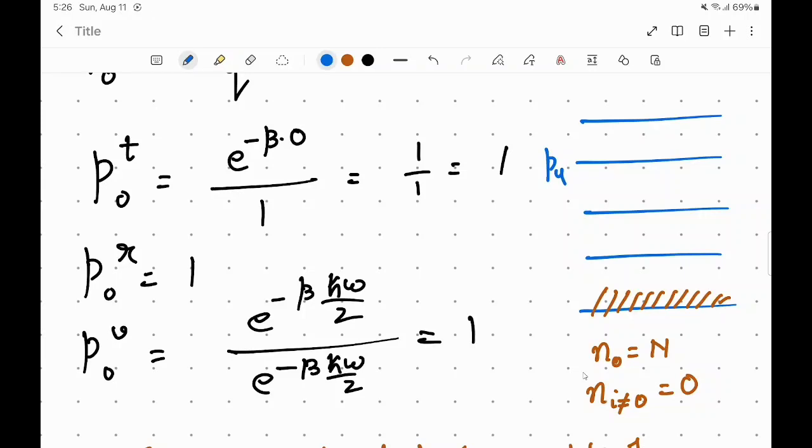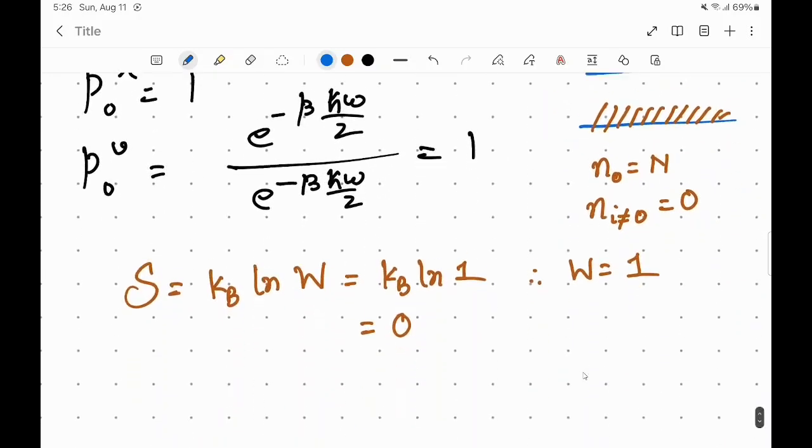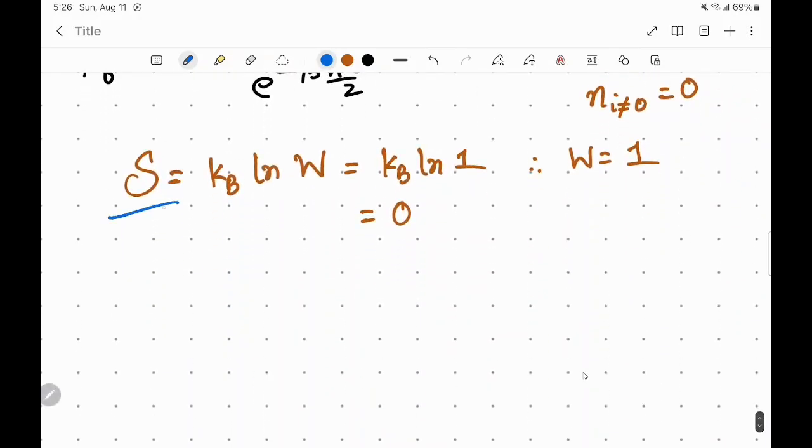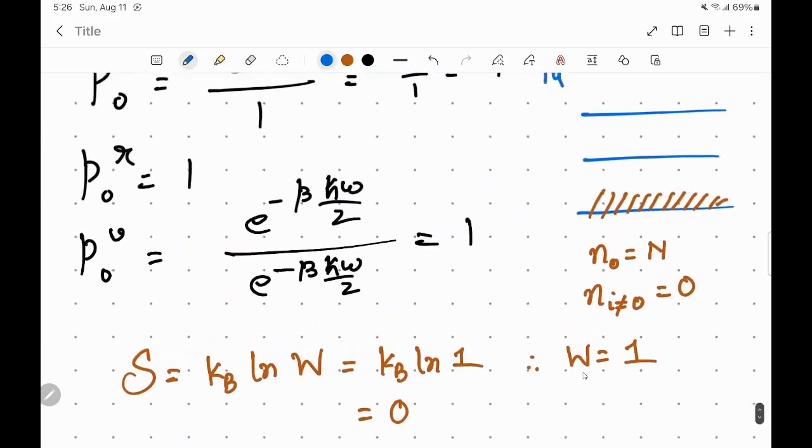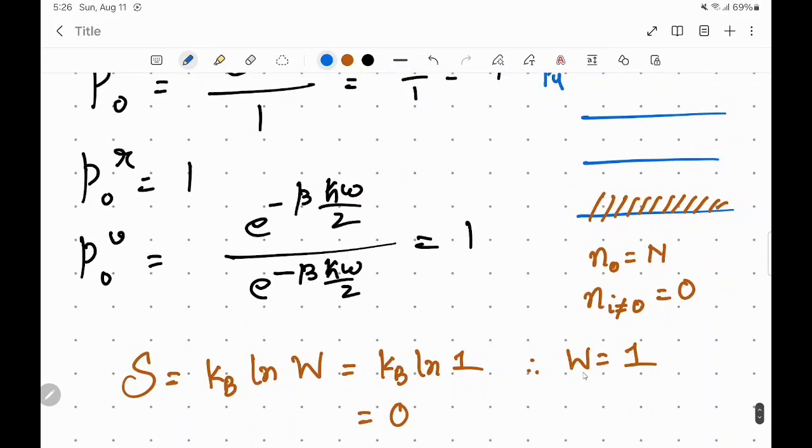Just think in terms of energy levels. That is the definition of zero and infinity. Here it is also the same thing. So that's why for a perfectly crystalline solid, this is zero. But if it is not a perfectly crystalline solid, then you will have arrangements. Those arrangements you have to take care of.